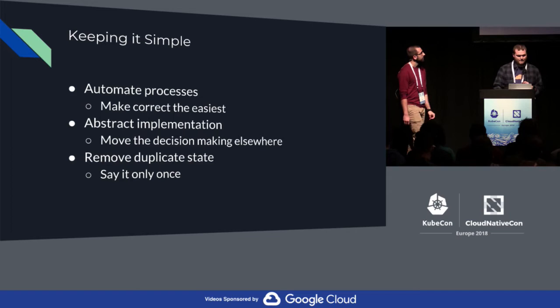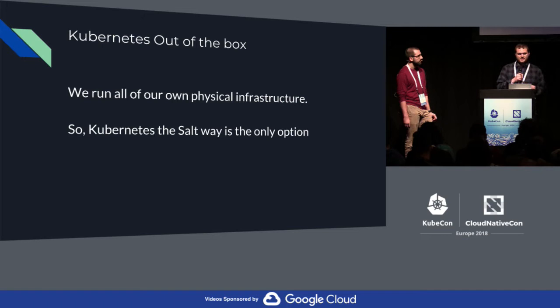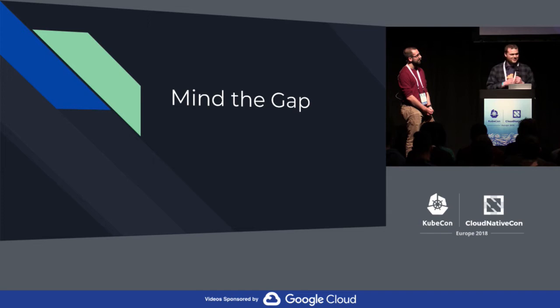Another thing that's different from many Kubernetes clusters that we've talked to people about here at KubeCon is we run all of our own physical infrastructure. So we're doing Kubernetes the salt way. It's pretty much our only option. There's no gcloud salt start Kubernetes. And since we don't have a cloud provider, we need to bridge the gap between what Kubernetes expects the cloud provider to provide and what we have on bare metal. So we built a couple different services.